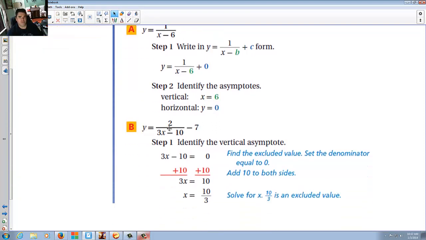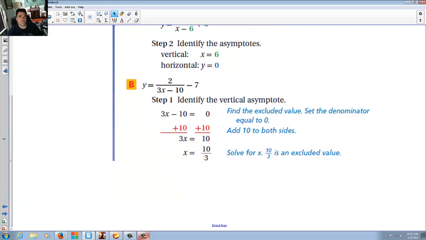Now y equals 2 over 3x minus 10, minus 7. Basically down here, what's going to make all this 0? We'll take 3x minus 10 equals 0 and see what you get. So add 10, you get that. Divide by 3, 10/3 is basically going to be the vertical asymptote. The horizontal, look at the negative 7. Negative 7 is the horizontal asymptote.